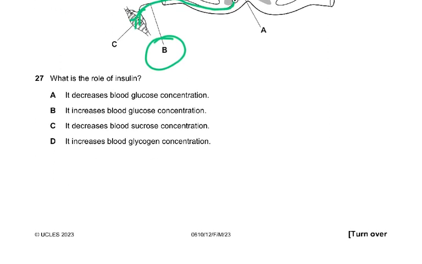Then question number 27, what is the role of insulin? The role of insulin, it decreases the blood glucose concentration. Now this is wrong. It does not increase the blood, that's glucagon, which increases the blood glucose concentration. Blood sucrose, well, we don't have sucrose in the blood. And it increases blood glycogen concentration. No, it doesn't work on the liver and convert the blood. There's no glycogen in the blood, by the way. Please understand that the glycogen is converted to glucose in the liver, and then that glucose enters the blood.